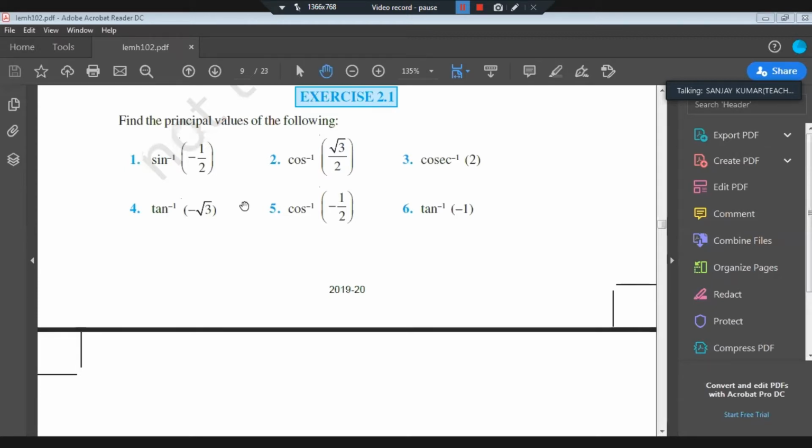This is type A. In type A, we have this type of question. If you pin the board, then the board will be maximized. Otherwise, the book is maximized. So this is sine inverse minus half. These are type 1 questions.